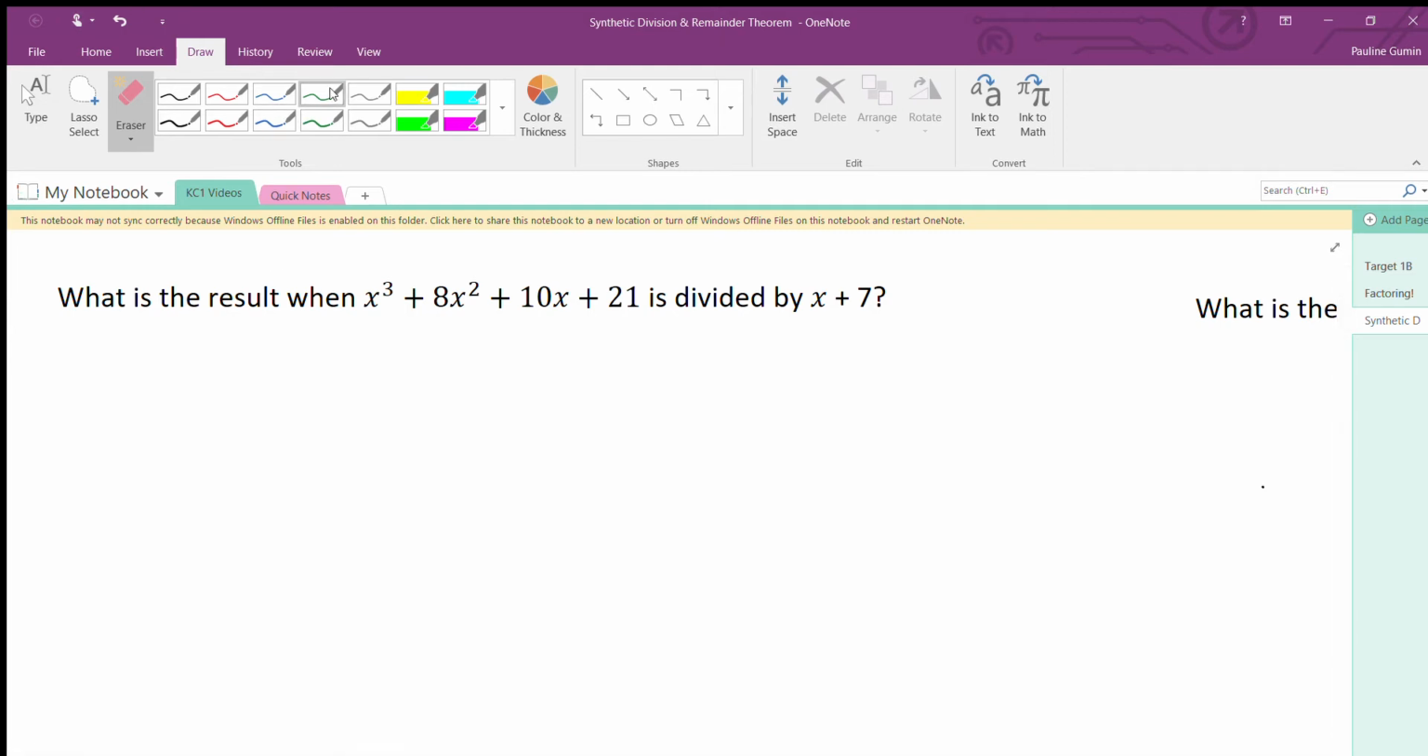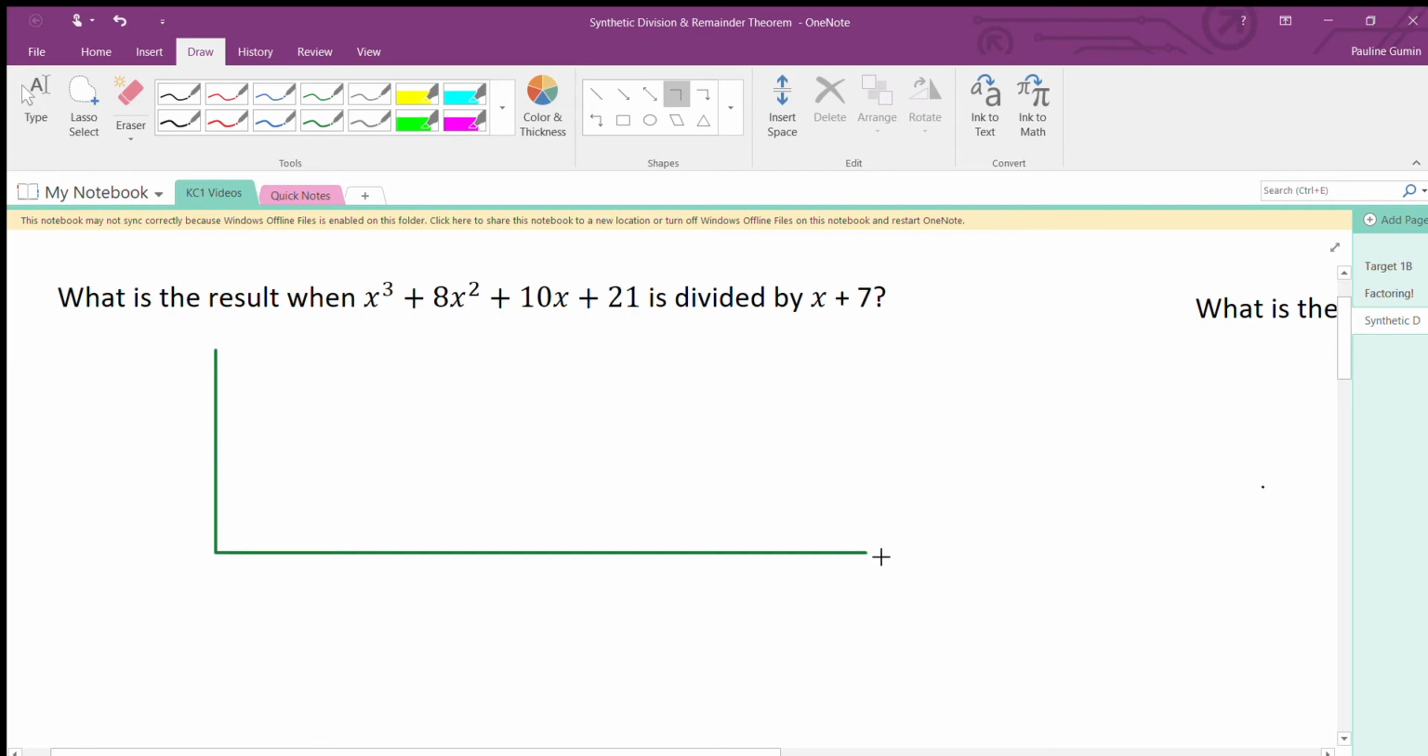Okay? Okay. So, if you remember when we learned division back in elementary school, forever ago, long division, we had to use like a specific symbol. For synthetic division, we also use a specific symbol. We're going to set it up like this. It kind of looks like an L shape.